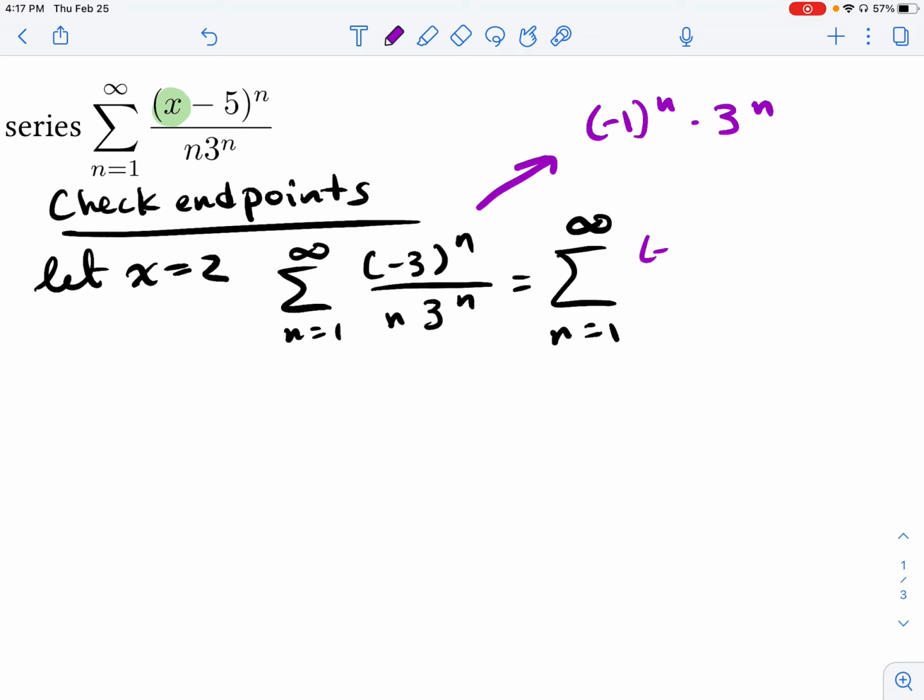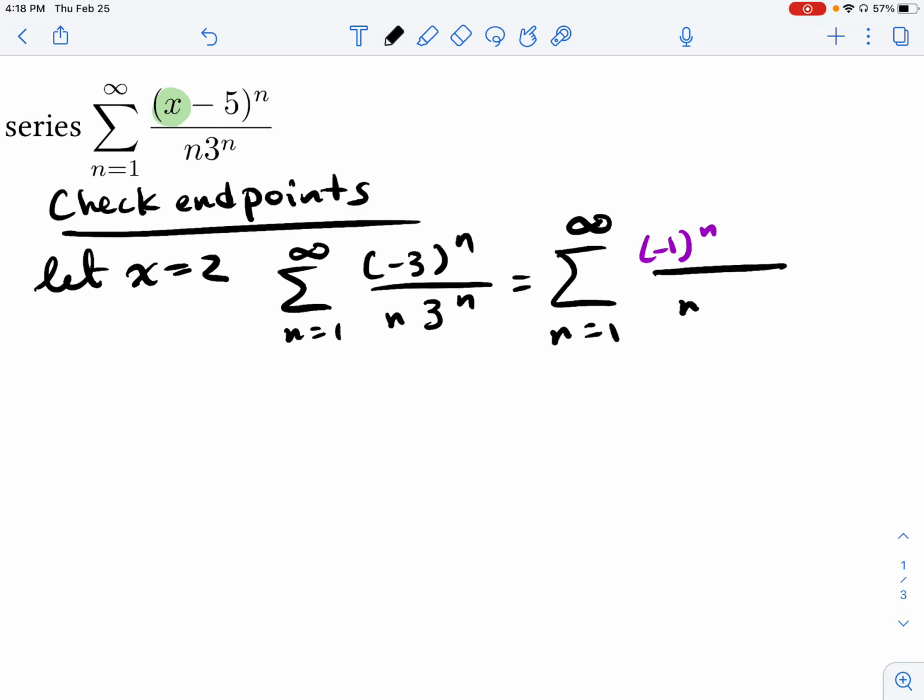Well, if that's the case, and let me just rewrite that down here, what do we have? This is n times 3 to the n. Well, we see that these terms can divide out. So I can just clean that up and say the following. Just remove those and just say that that series, when I plug in 2 for x, is equivalent to -1 to the n over n. Well, does that series look familiar? And it should. What we have here is an alternating harmonic series.